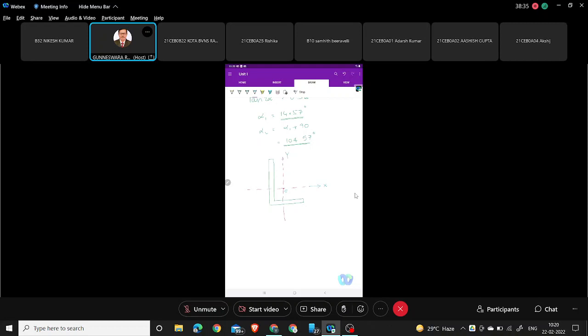Okay. So now your alpha 1 is 14.57 degrees. This is your alpha 1. Let me put alpha 1 here. So perpendicular to this, what is this inclination? 14.57 degrees, let us say. Okay, so perpendicular to this, 90 degrees, alpha 2, which is nothing but 104 degrees, 57 minutes.